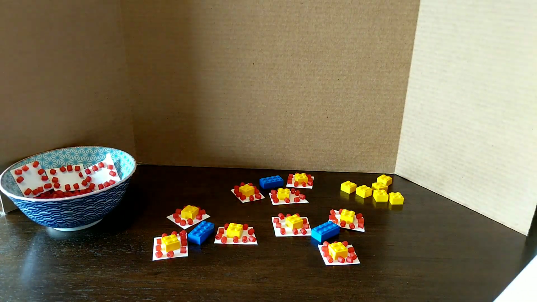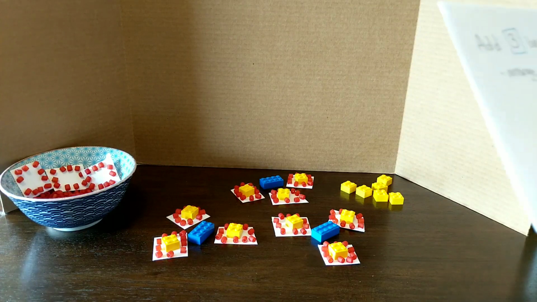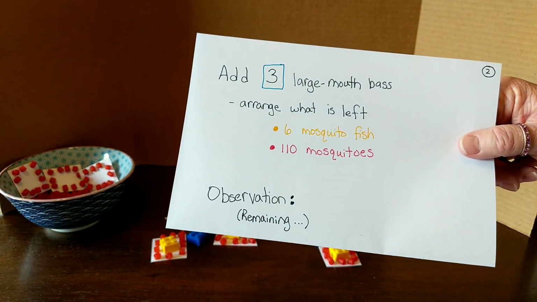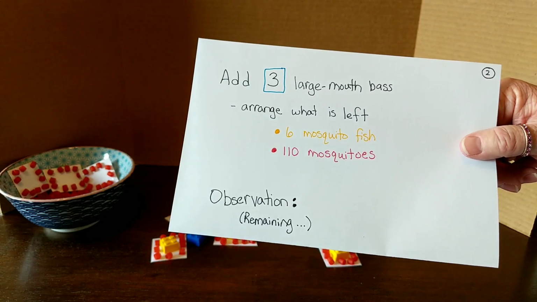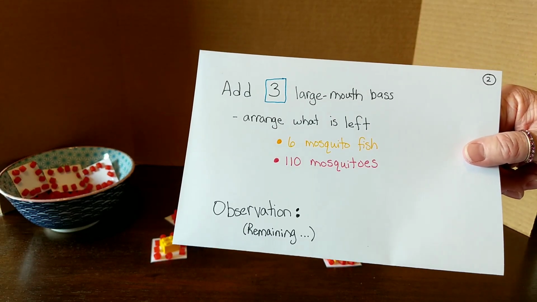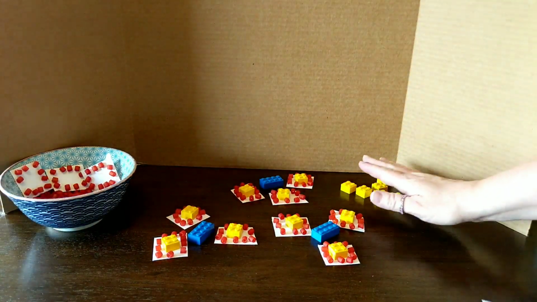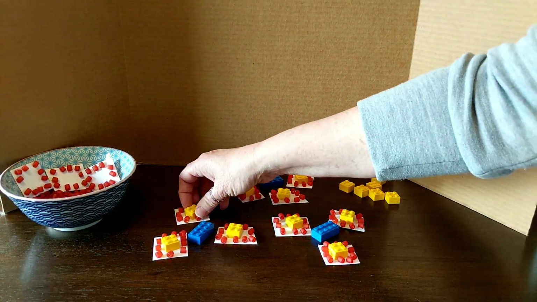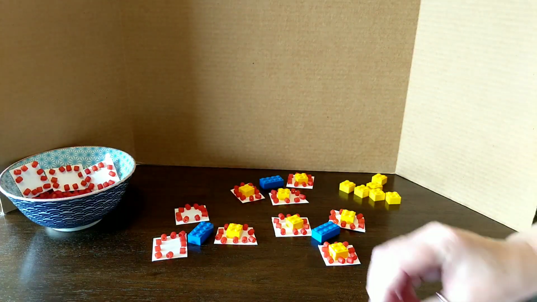So the second arrangement then asks us to add 3 largemouth bass to what's remaining. So remaining, we had 6 mosquito fish. Those are the yellow ones, and we had 110 mosquitoes. So let me just quickly make these arrangements.